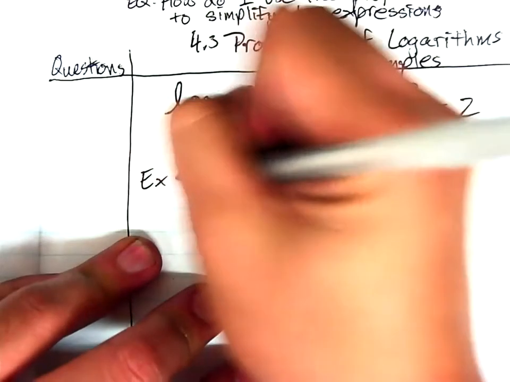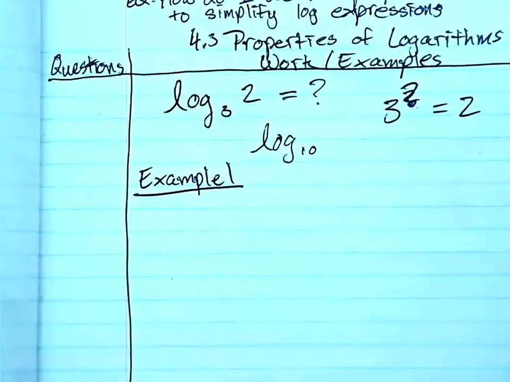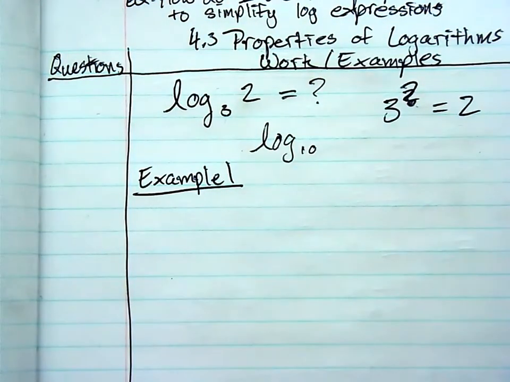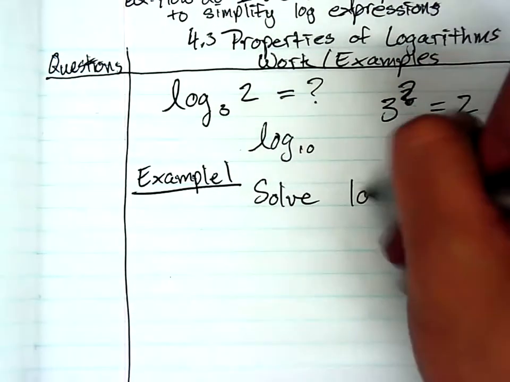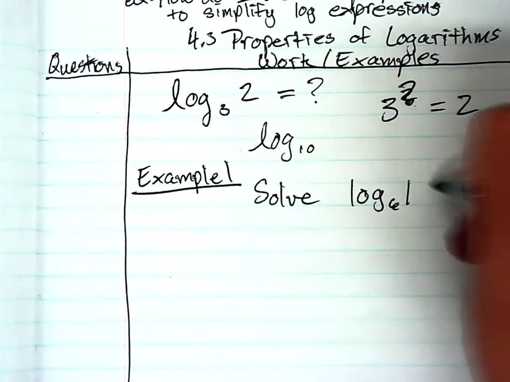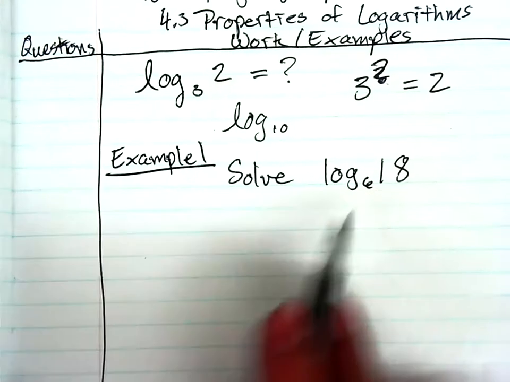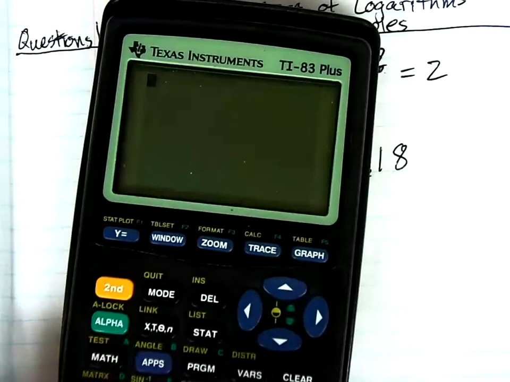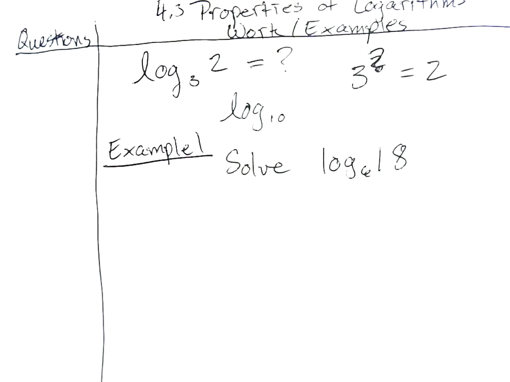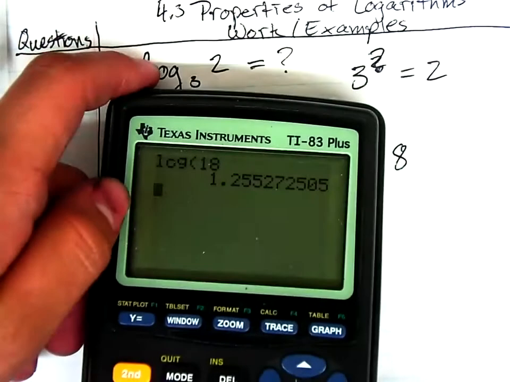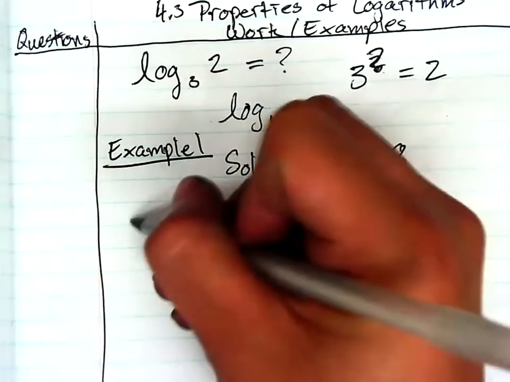For example 1, I'm going to be asked to solve log base 6 of 18. If I were to enter this into my calculator, let's just show it, log of 18 gives me 1.255, and that isn't correct. So let's see how we can change this.